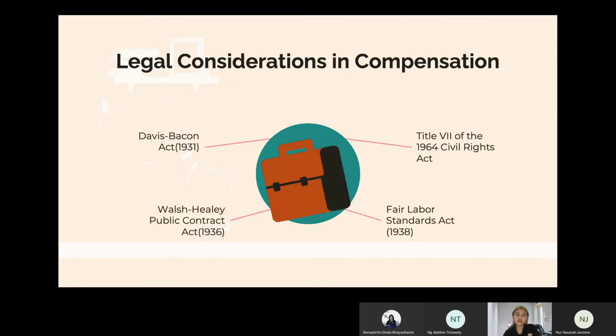Next is the legal consideration in compensation. Employers do not have free rein in designing pay plans. Various laws specify things like minimum wages, overtime rates, and benefits. For example, the Davis-Bacon Act, 1931. It is a law that sets wage rates for laborers employed by contractors working for the federal government. And the Walsh-Healey Public Contract Act, 1936, a law that requires minimum wage and working conditions for employees working on any government contract amounting to more than $10,000. And Title 7 of the 1964 Civil Rights Act.